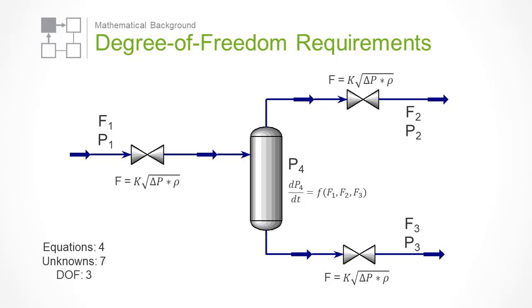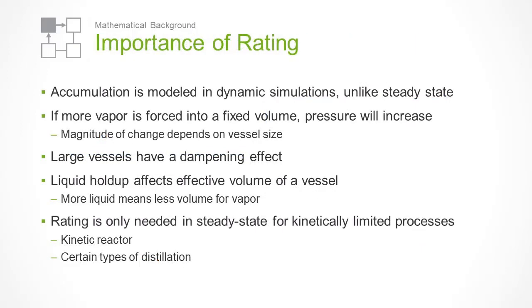Each valve has an equation relating its flow rate and pressure drop, and we can write a differential equation relating vessel pressure to flow in and out of the vessel. This gives us a total of 4 equations. Since there were 7 unknowns, we have 3 degrees of freedom. If we were to specify the boundary streams, we would have 0 degrees of freedom, and the system could be solved. In steady state, there's no accumulation. Flow in equals flow out.